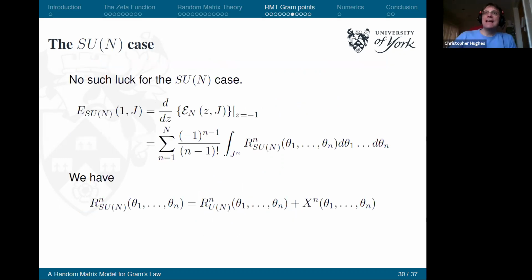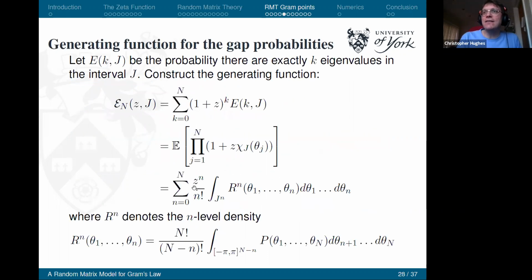Now then, it's not so nice for the SU(N) case. There is no determinantal form. We can't do that calculation. So we have to go back to the second line we've got down here, where it's a massive sum of these n-level densities.